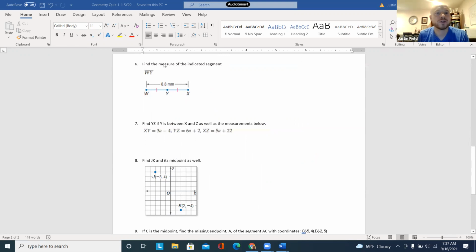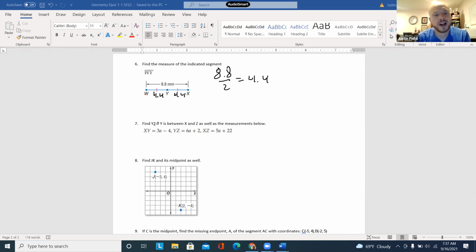All right, so these little hash marks mean that y is the midpoint. And if y is the midpoint, then we just simply have to divide the total length by 2. And most people got that. It was 4.4 on either side.